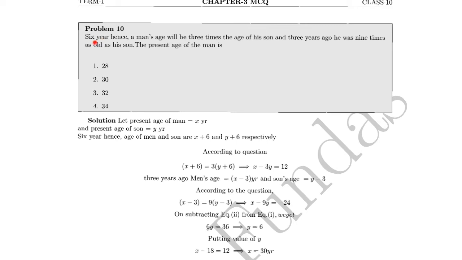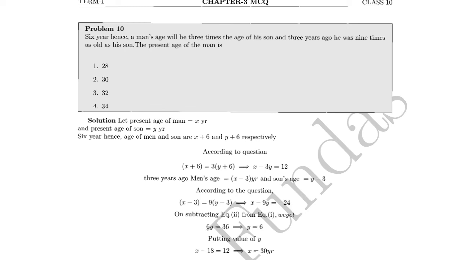Let's see problem number 10. Problem number 10 says, 6 years hence a man's age will be 3 times the age of his son, and 3 years ago he was 9 times as old as his son. The present age of the man is. After 6 years, the man's age will be 3 times the age of his son, and 3 years ago, the man's age was 9 times the age of his son. We have to find the age of the man.